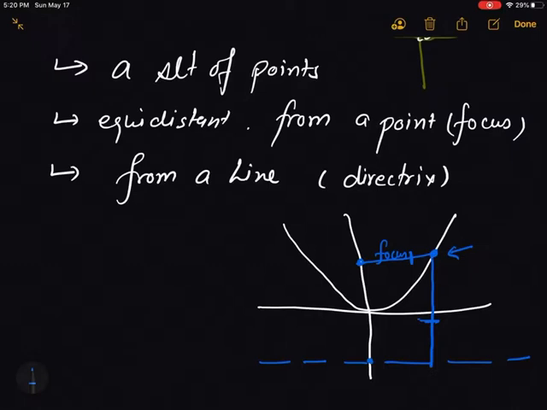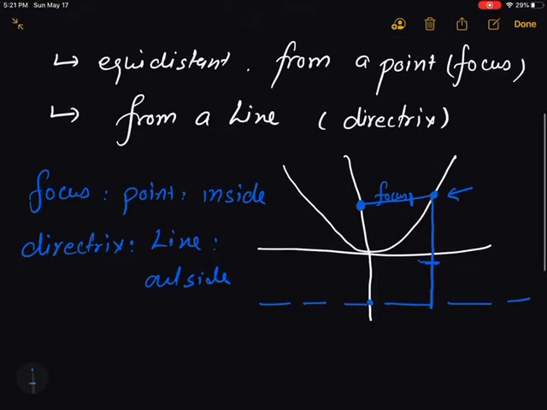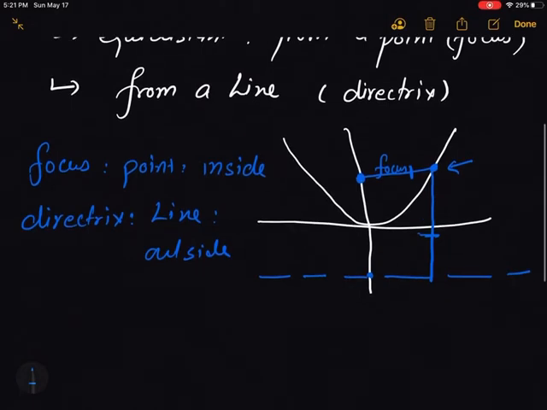So I just talked about two different things. I said the focus, which is a point, and that point is always going to be inside the parabola. And the other thing I talked about was the directrix, which is a line that is always going to be outside the parabola. So special things about focus and directrix: I repeat, any point on the parabola would be the same distance from the focus and the directrix.